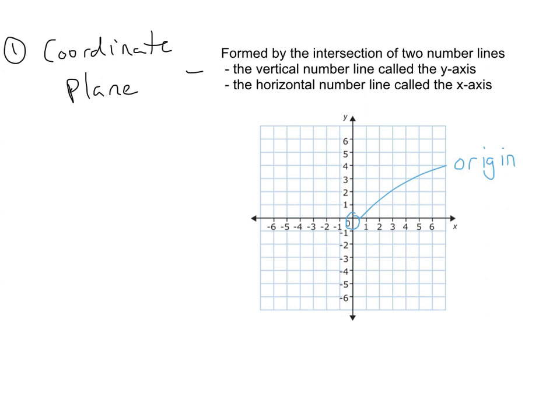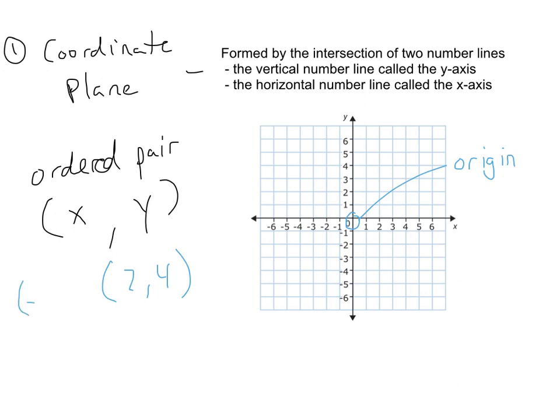The origin. And each point that is out here that we could graph is called an ordered pair. Okay, ordered pair. And it's made up of two coordinates, an x-coordinate and a y-coordinate. Some examples would be (2, 4), (-6, -1), (0, 3).